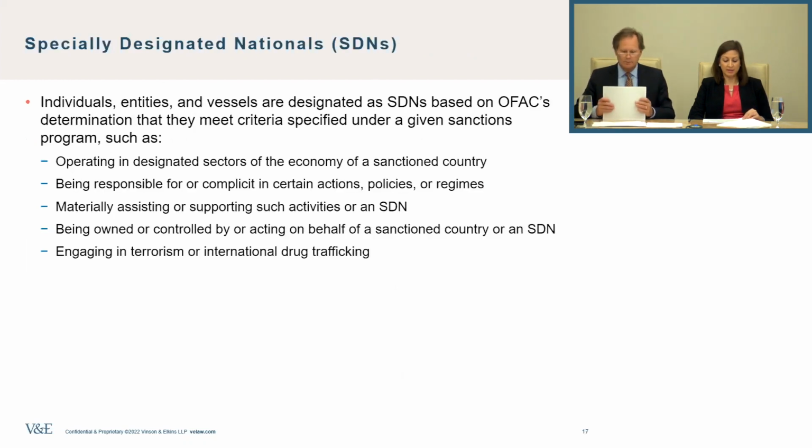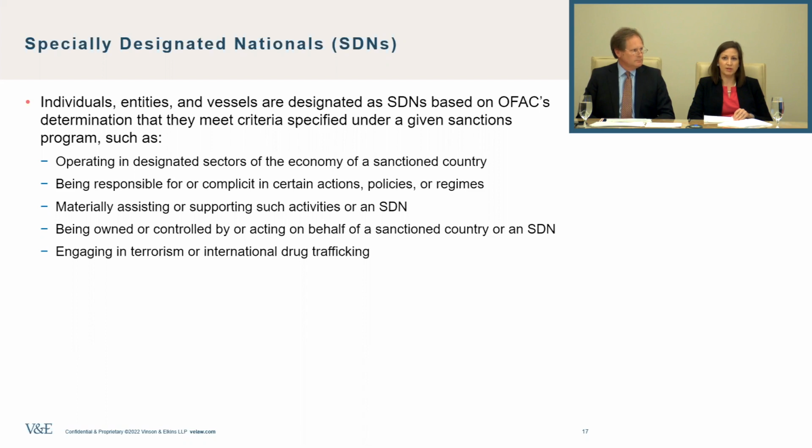Right, and that list of sectors of the economy comes either from an executive order or an executive order that grants the Secretary of the Treasury, through OFAC, the authority to add sectors of the economy. So that list has grown through several of those actions, either determinations by OFAC or executive orders directly. So what does it mean to be a specially designated national, an SDN? These are individuals, entities, and vessels that are designated by OFAC and determined to have met criteria for SDN designation that's spelled out in the relevant executive order.